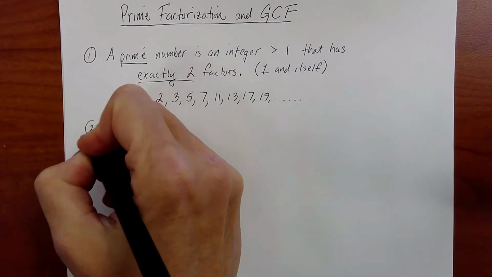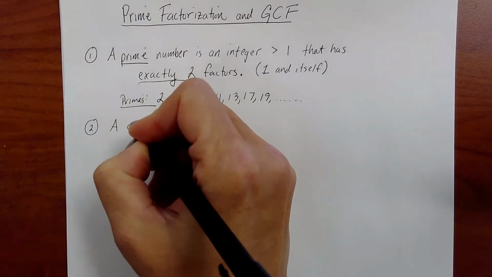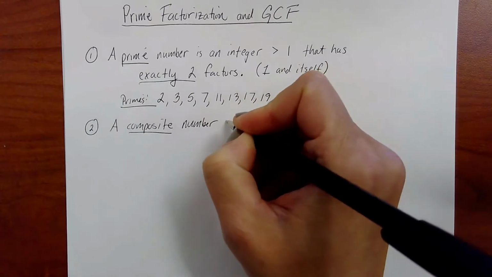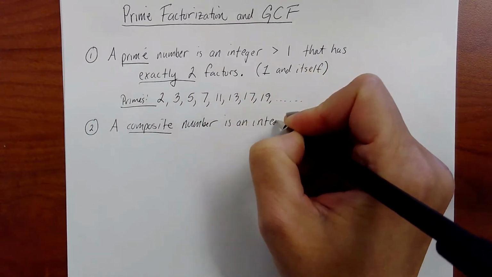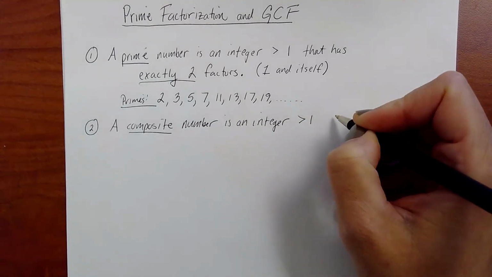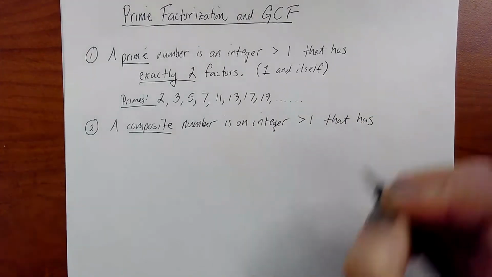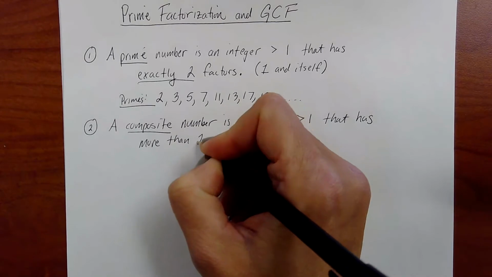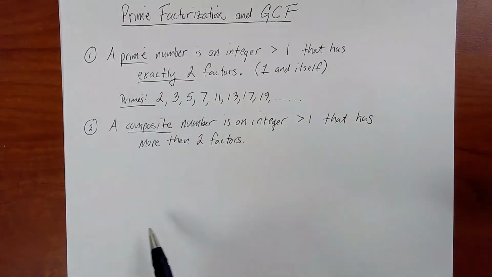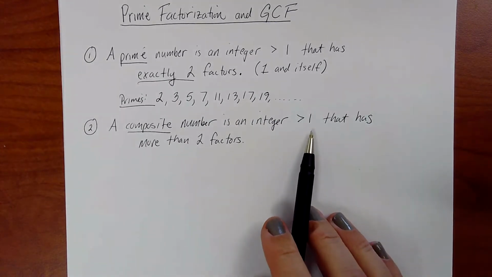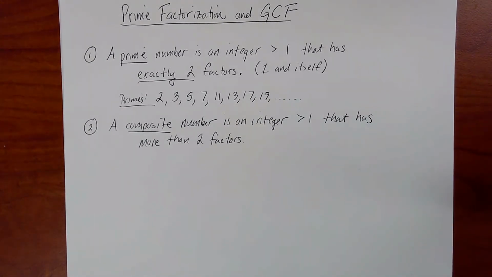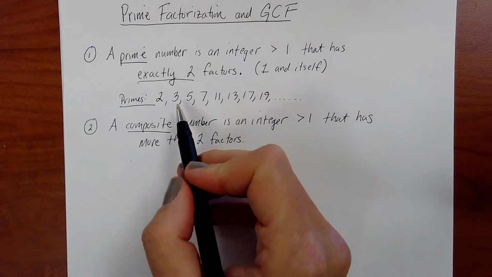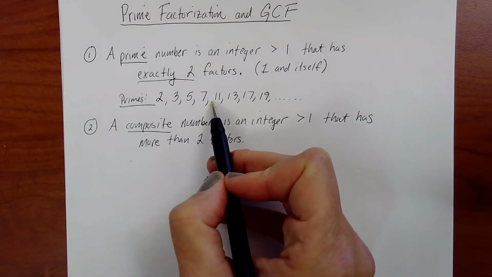So then the opposite of a prime number is a composite number. So a composite number, again, is an integer greater than 1 that has more than 2 factors. More than 2 factors. So a composite number is an integer greater than 1 that has more than 2 factors. So there would be everyone missing here, right? 4, 6, 8, 9, 10, 12.